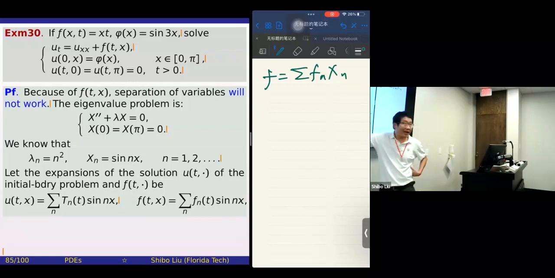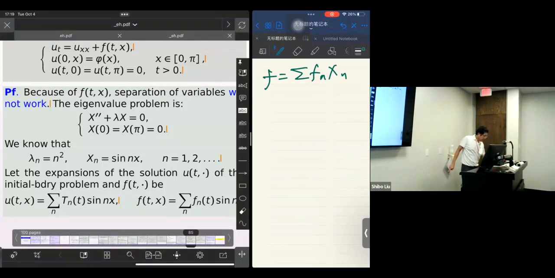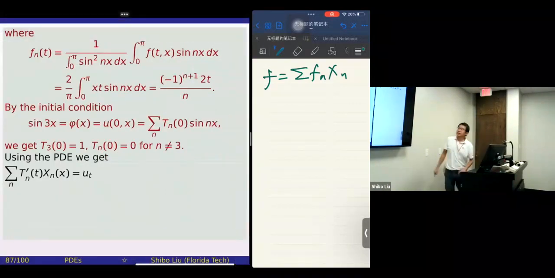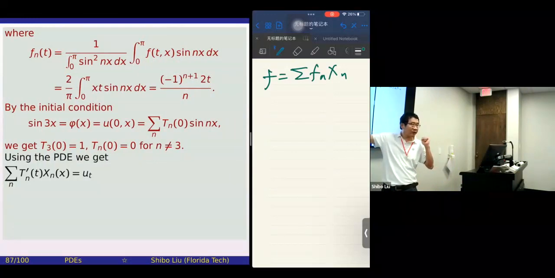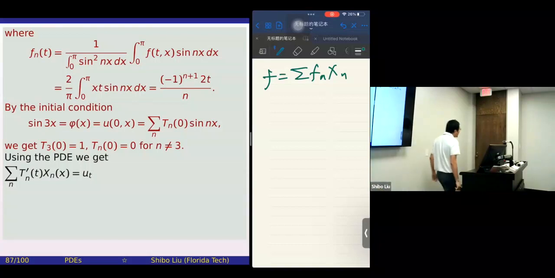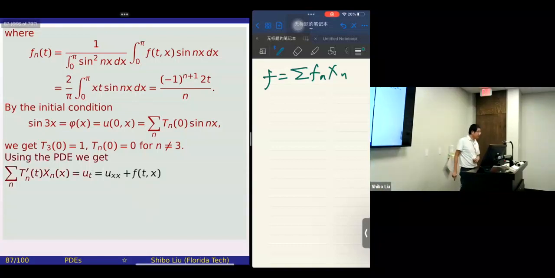So you have T_n prime. Okay? So u_t is sum of T_n prime X_n, right? By our expansion of u, and then switch the order of summation and the differentiation. So you have T_n prime here. But u_t is u_xx plus f.